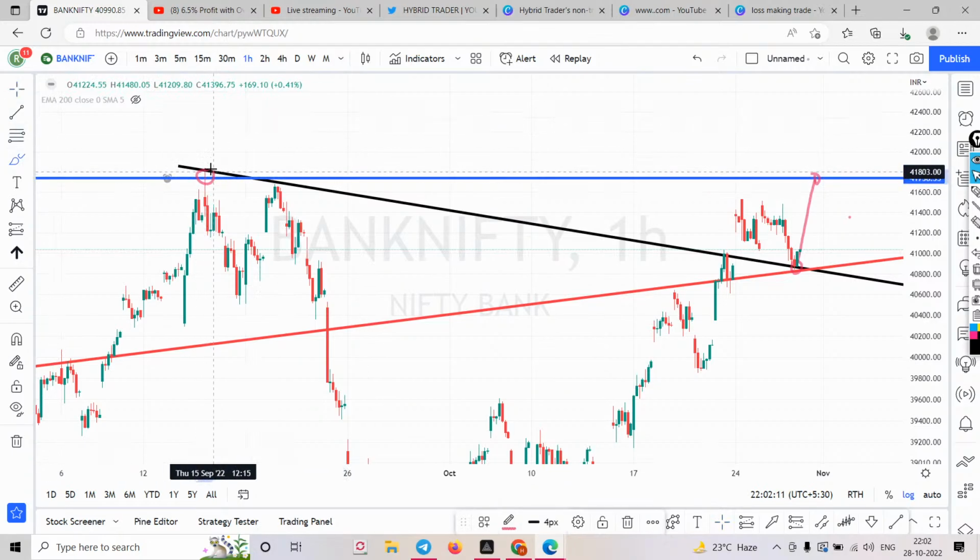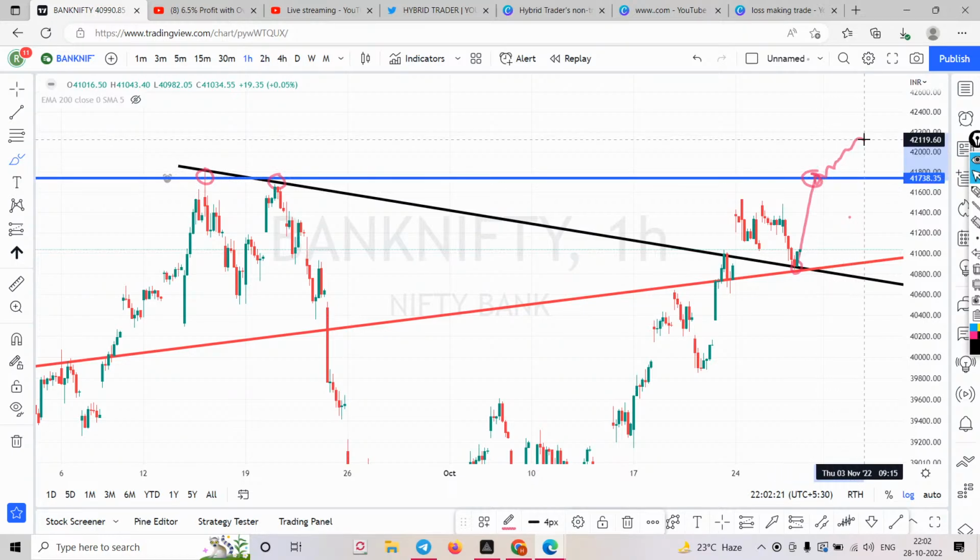See this blue line, resistance, resistance. This will also act as a resistance, because once this resistance is broken, Bank Nifty will make an all time high. So do you think the moment it gives a 2% upside move, it will give a straight upside? No, this will act as a strong resistance. People will go for squaring of their positions.